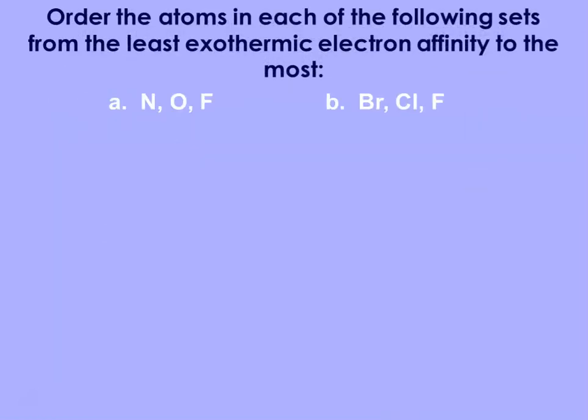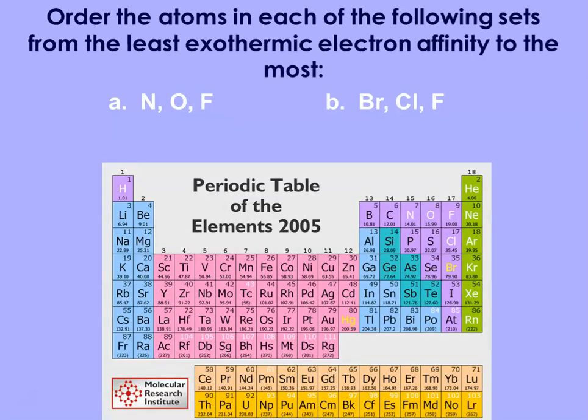So order these atoms from least exothermic electron affinity to the most. Remember, electron affinity by definition is exothermic. So N, O, and F are in the same period. The one that least wants to gain an electron is going to be the one with the smallest nuclear charge, and that would be nitrogen. It has 7 protons compared to fluorine, which has 9. So those are in order.